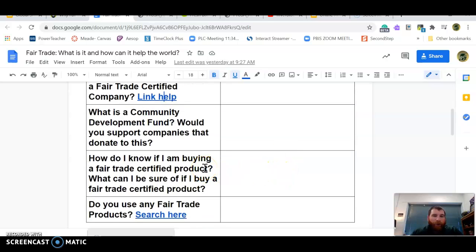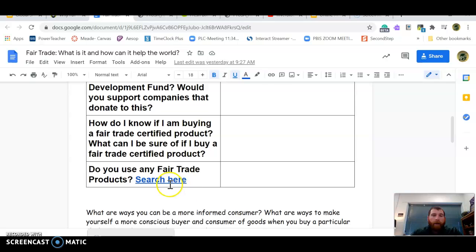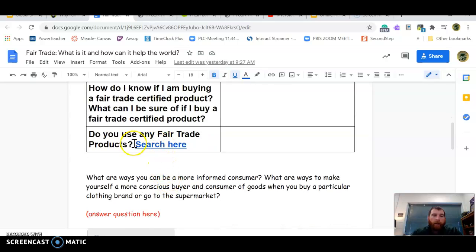How do you know if you're buying a fair trade product? That's what I highlighted earlier in that sheet. When you pick up a fair trade product, you'll know right away it's a fair trade product. How do I know that? And then what can I be sure of if it has that seal, now that you know what fair trade is?